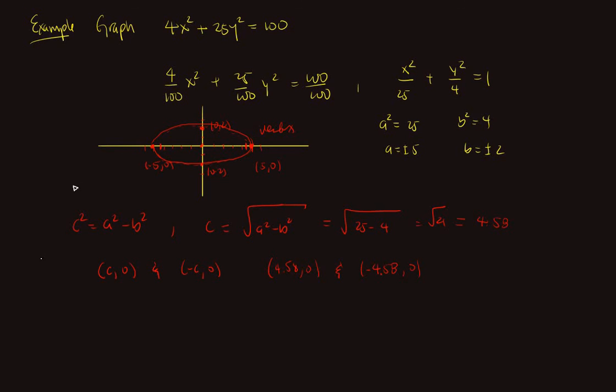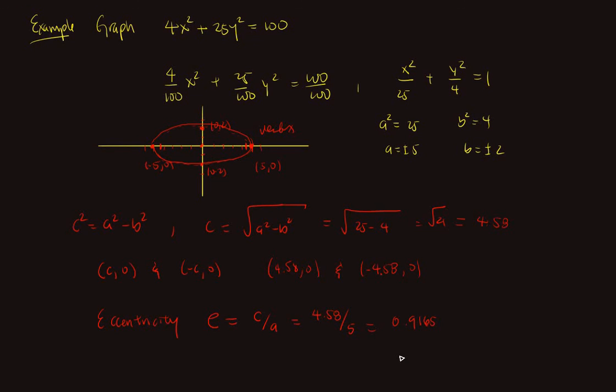And now the eccentricity, which just tells you how elliptical it is. Calculating this time, the eccentricity is defined as the focus divided by the semi-major axis. In this case, it's going to be 4.58 divided by 5. We get like 0.9165. And what it tells you about this ellipse is something like this.